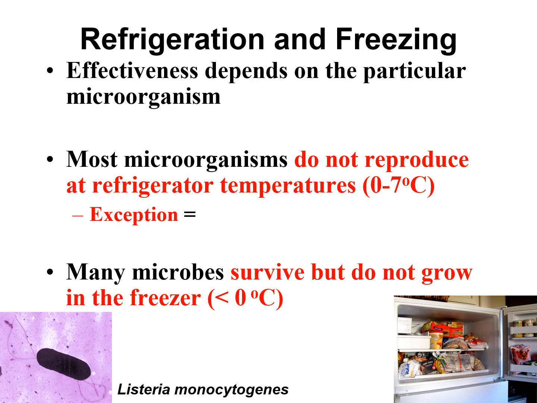Okay, we can also use refrigeration and freezing. And most of our microorganisms that cause disease in people do not reproduce at refrigerator temperature because remember they're mesophiles, so they are going to reproduce best at human body temperature, and it's just too cold in the fridge. An exception to that rule is a bacteria that's pictured here on the bottom, Listeria.